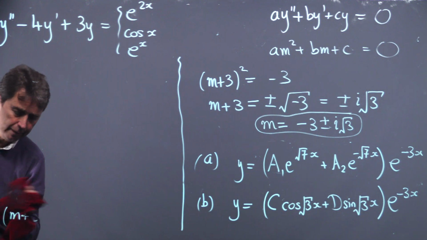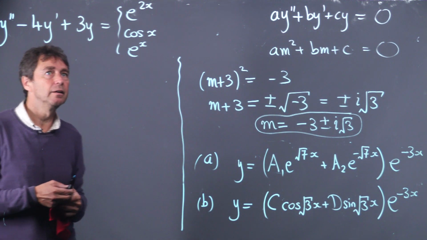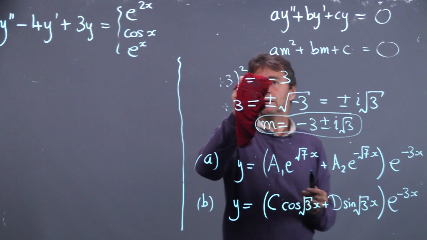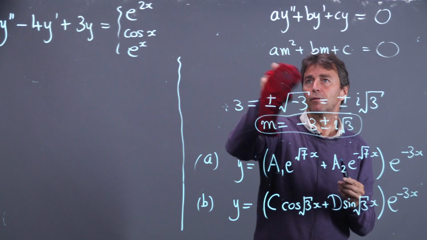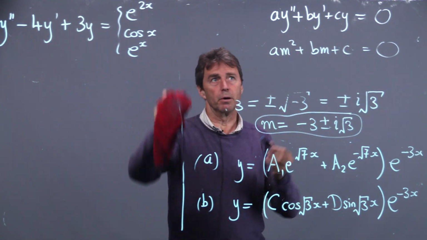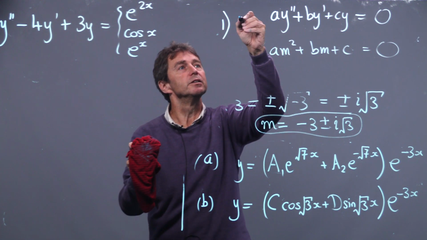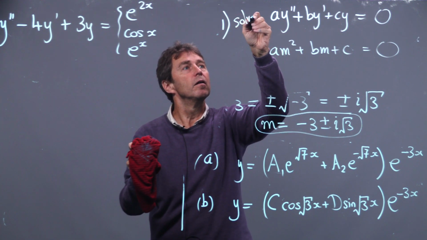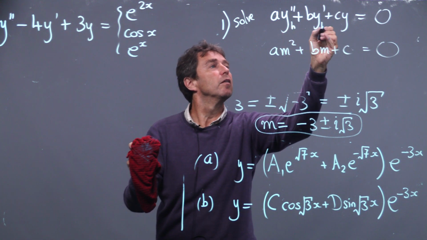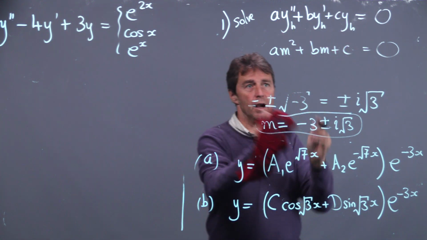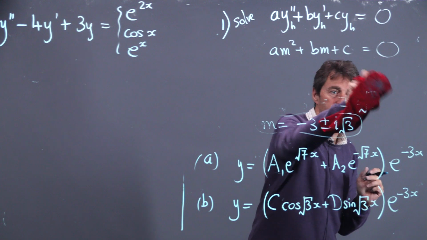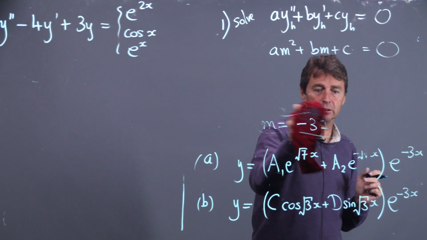So the recipe in this particular problem follows on from the homogeneous problem. Here's the homogeneous problem, right? So step one is you solve the homogeneous problem, and in particular, the auxiliary equation for the homogeneous solutions.